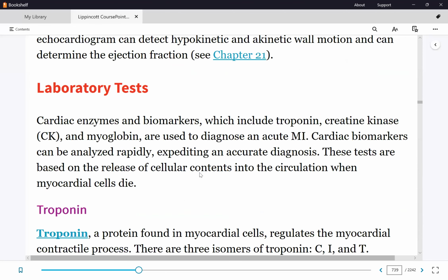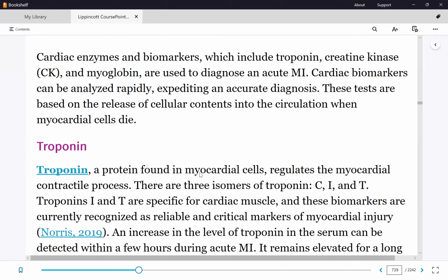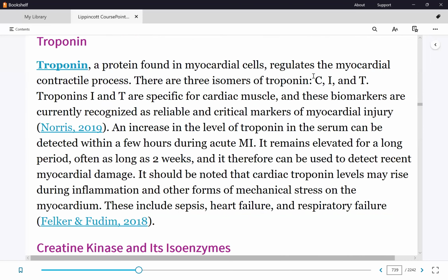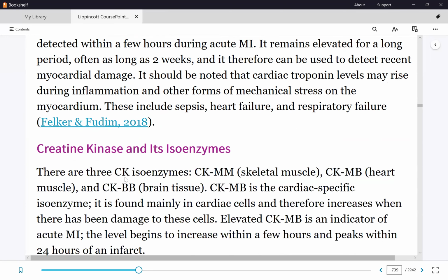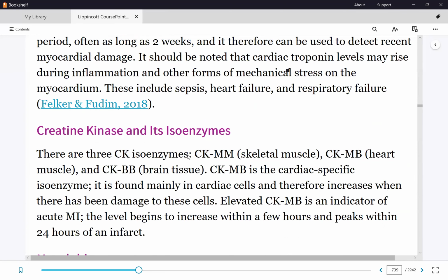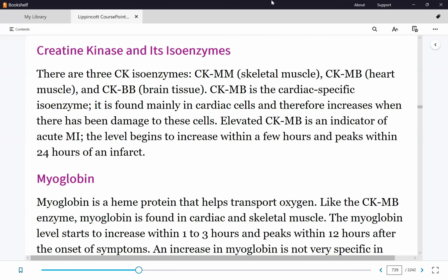All right, labs. Now the troponin, the doctor can order C as well, but in my experience, it's usually T and I. The difference between troponin and CK-MB, we don't have a graph here.